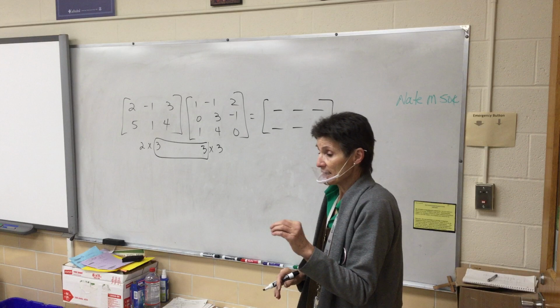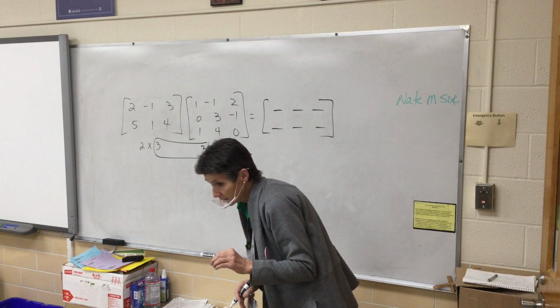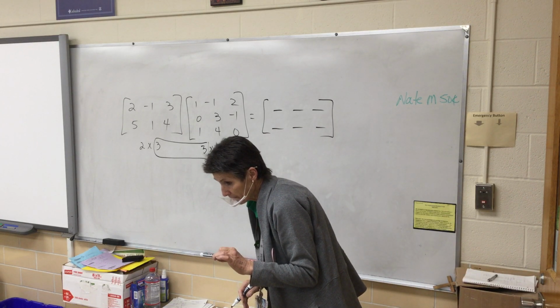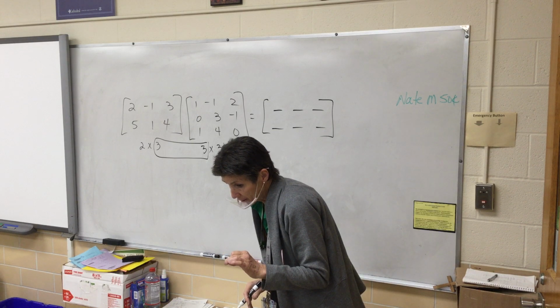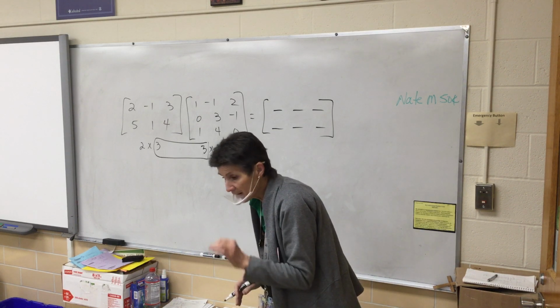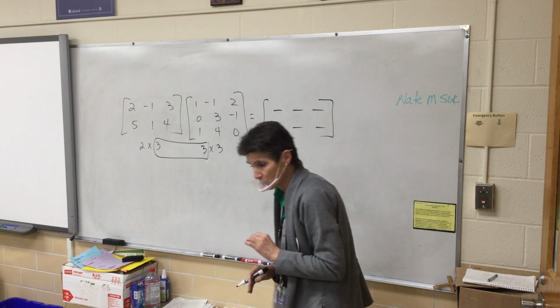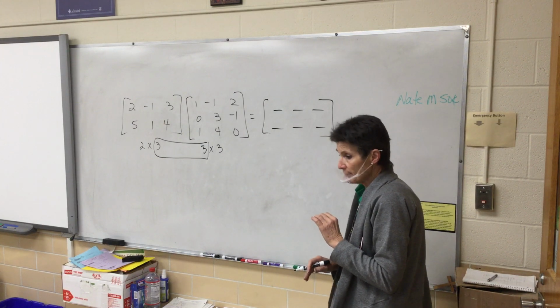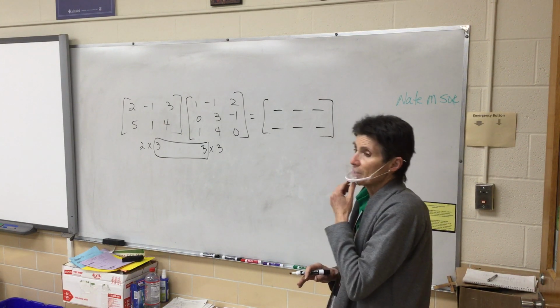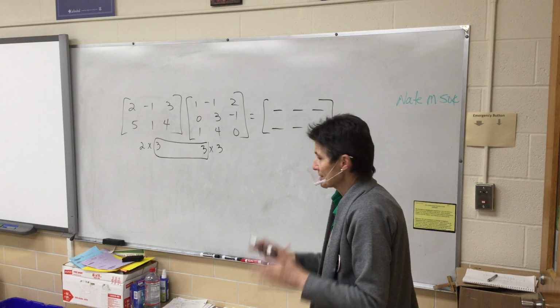Now the process, yes? If it was C times D, would you be able to flip it to multiply it? No. You've got to stay in the order that is presented. Okay? Otherwise, it's a different problem. Matrix multiplication is not commutative.